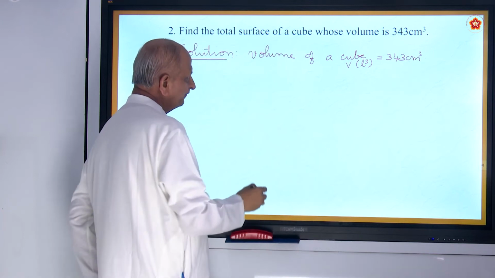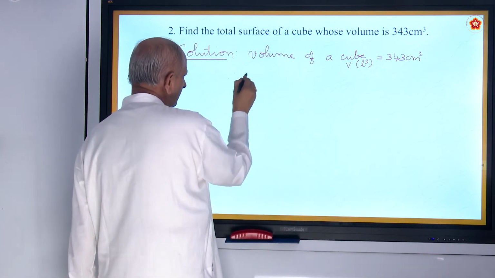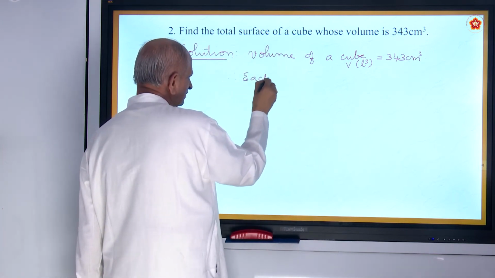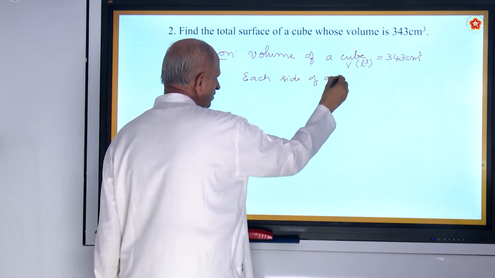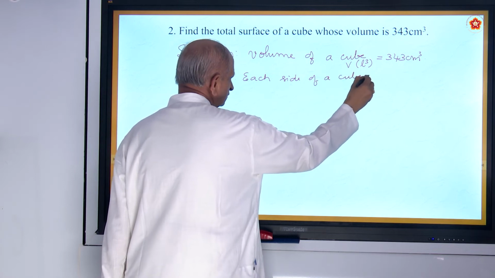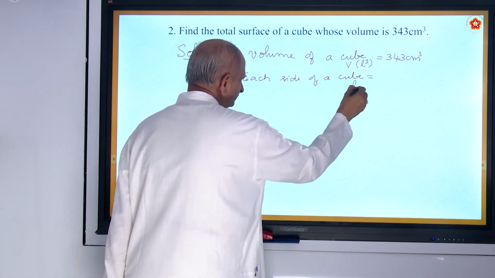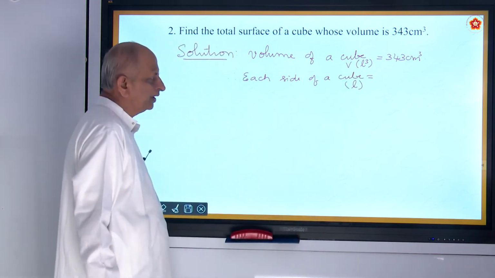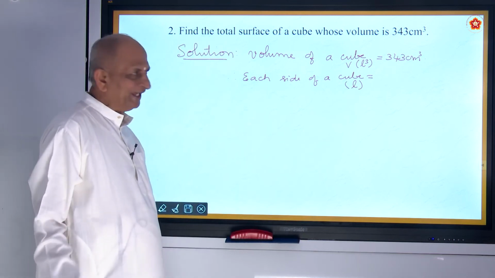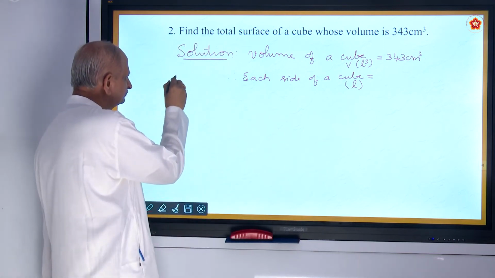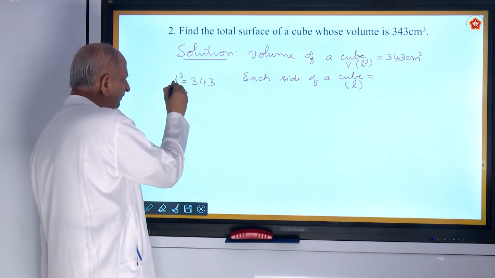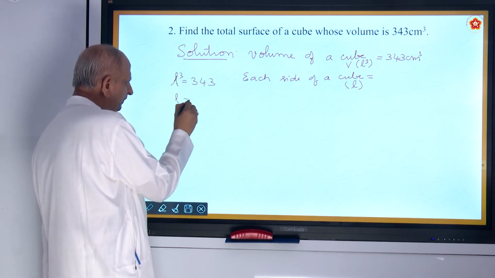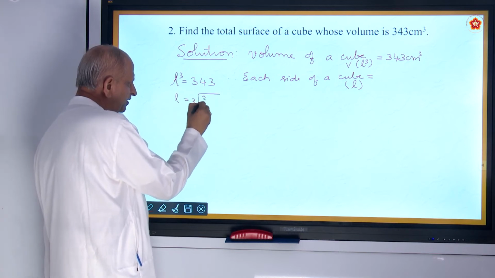So volume is 343. Therefore, each side of a cube, that is L. How to find out? L cube is 343. So how much L becomes? L will be cube root of 343.